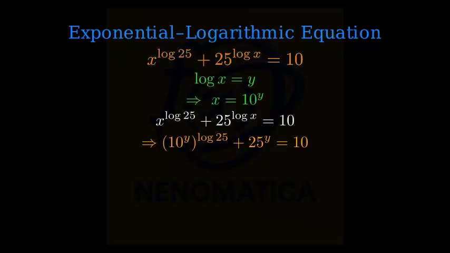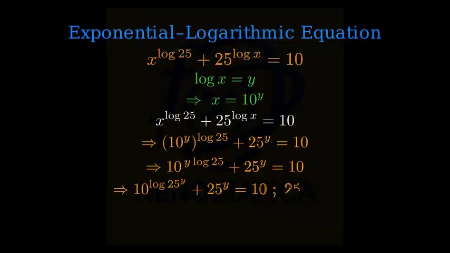Step 3. Use the power of a power rule. We get 10 to the power y times log 25 plus 25 to the y equals 10. Step 4. Apply the logarithm power rule. Replace y times log 25 with log of 25 to the y. Also define z to equal 25 to the y.